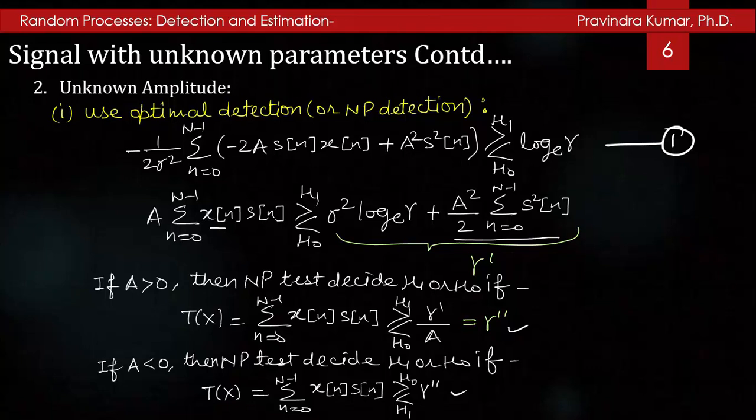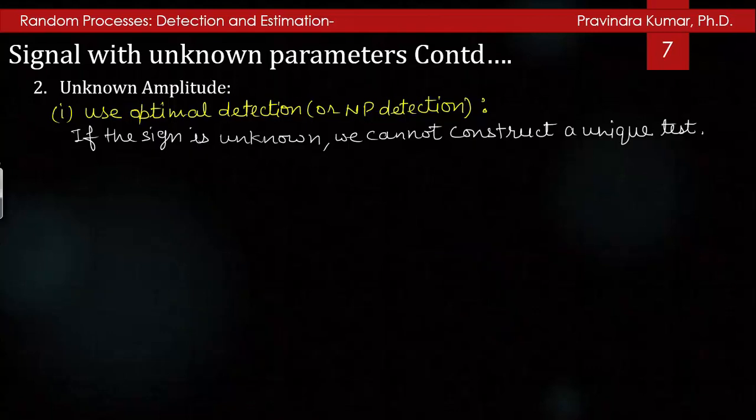But in this case, when a is less than 0, the test will decide in favor of H0 when the test statistic is greater than the threshold value gamma dash. So we cannot have a unique test. So if the sign of A is unknown, we cannot construct a unique test.